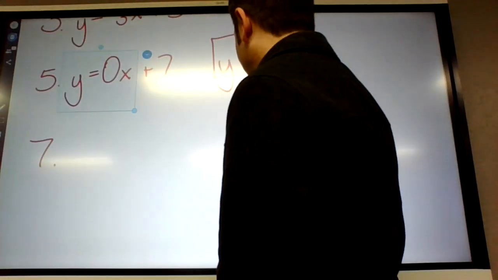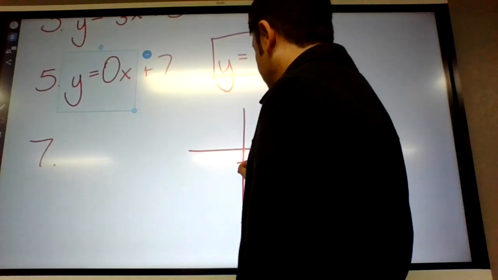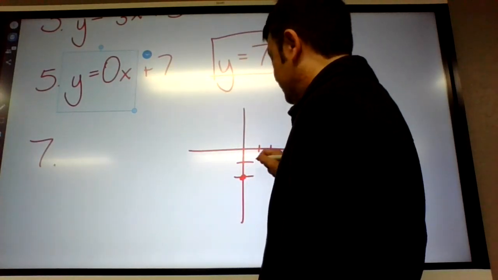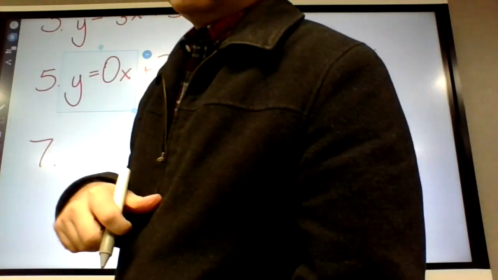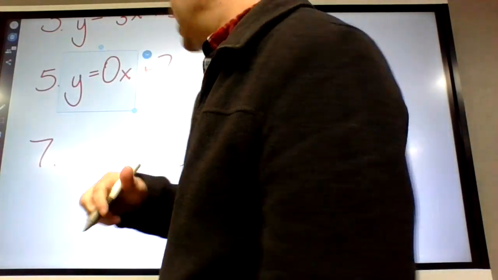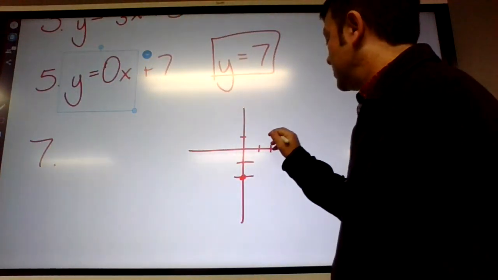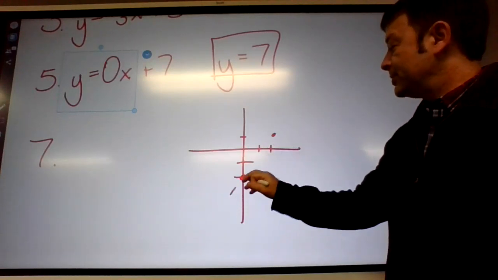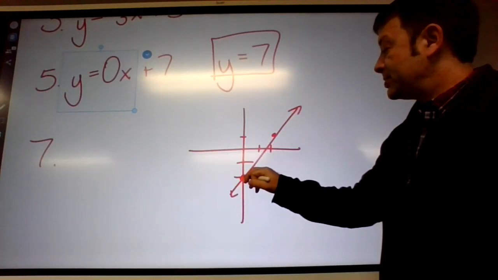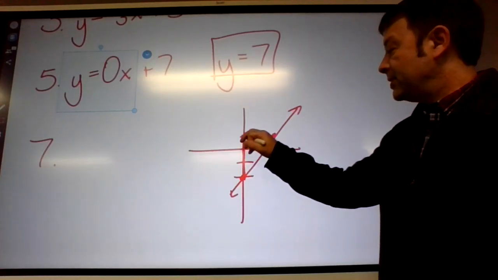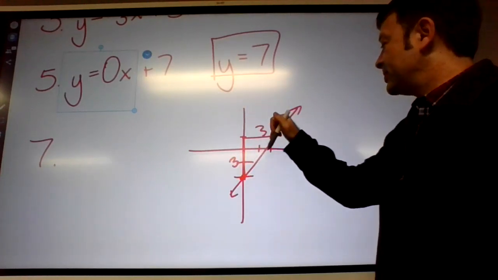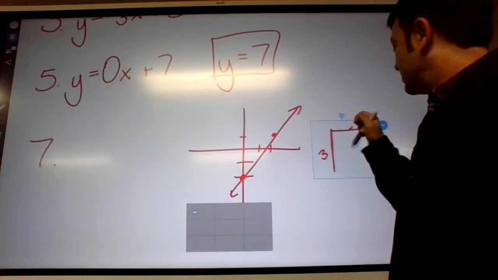So it looks like it's going through (0, -2). And where else is it going through? Yeah, the line is going through these 2 points. So what's the rise? 3. And what's the run? 2. So the slope is 3 halves.